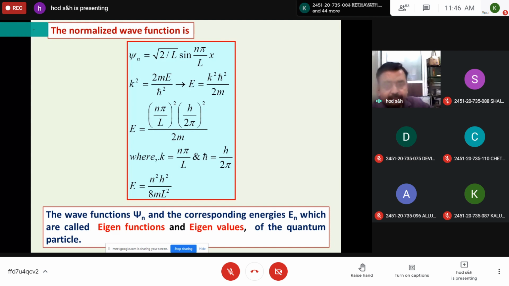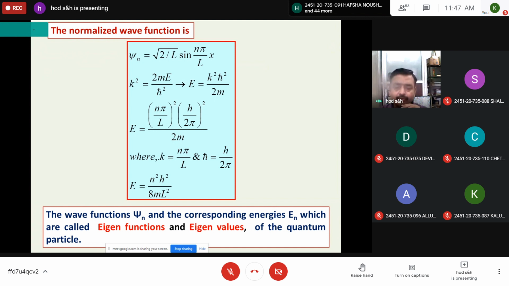So the final expression becomes A can be written as under root 2 by L. Therefore, psi n is A sin n pi x by L, where A is under root 2 by L. Therefore, psi n is equal to under root 2 by L sin n pi x by L. So this is the expression for the wave function associated with the particle.